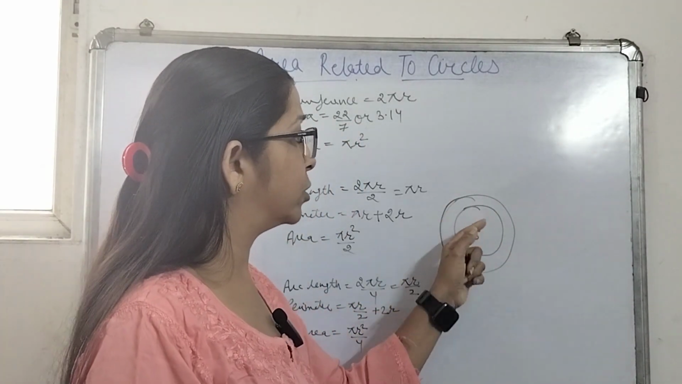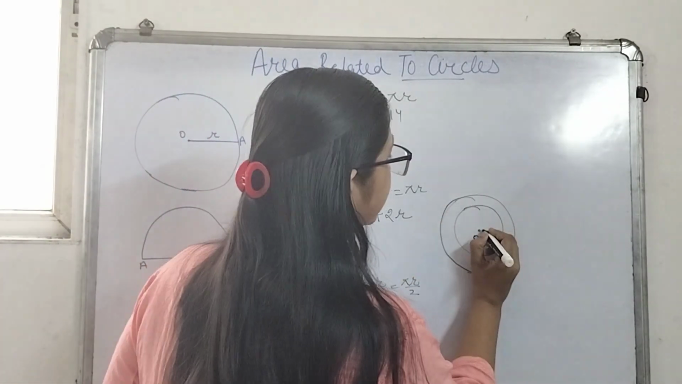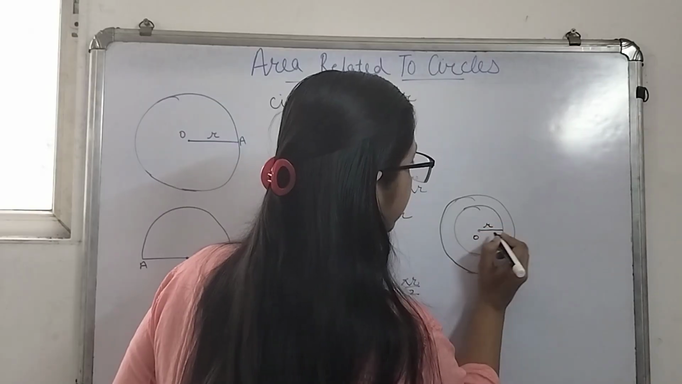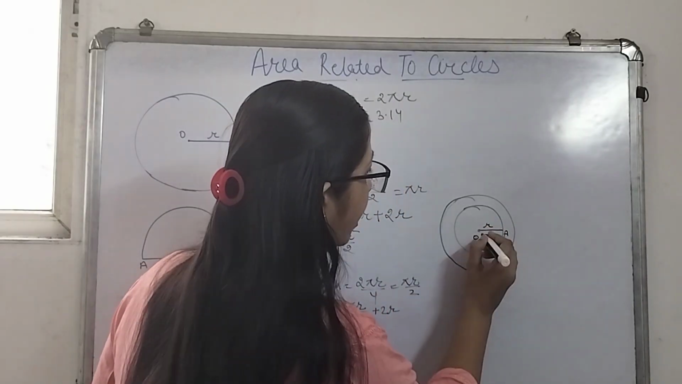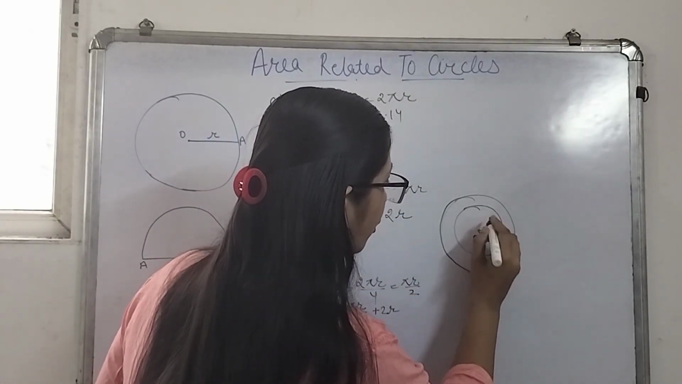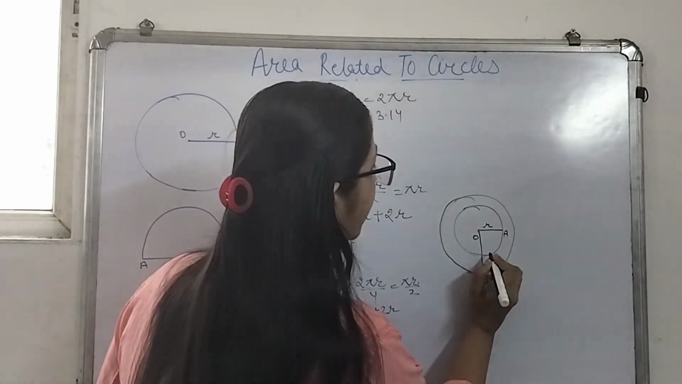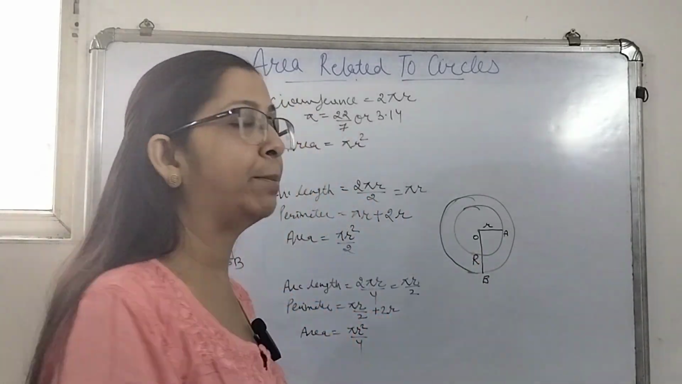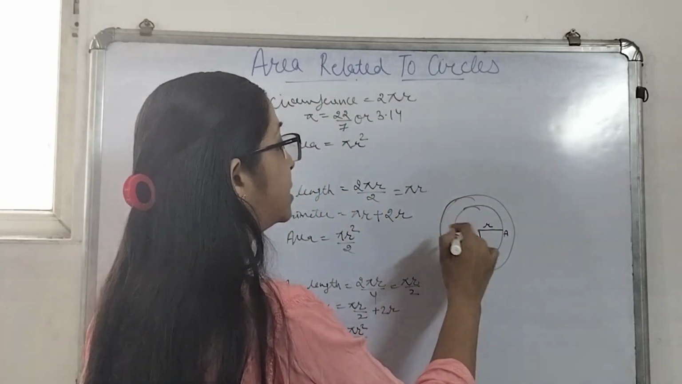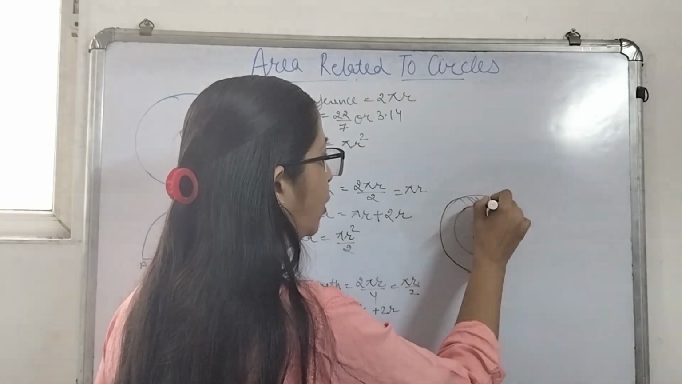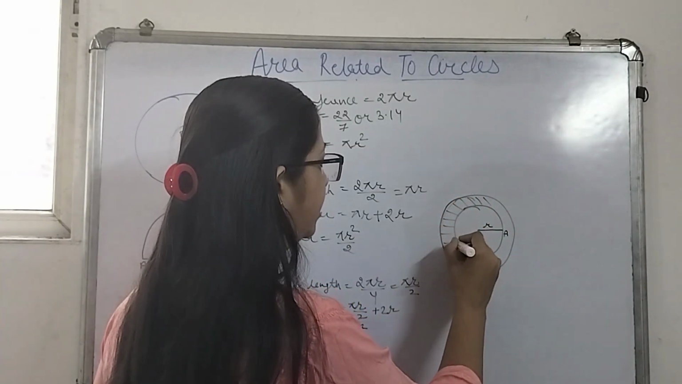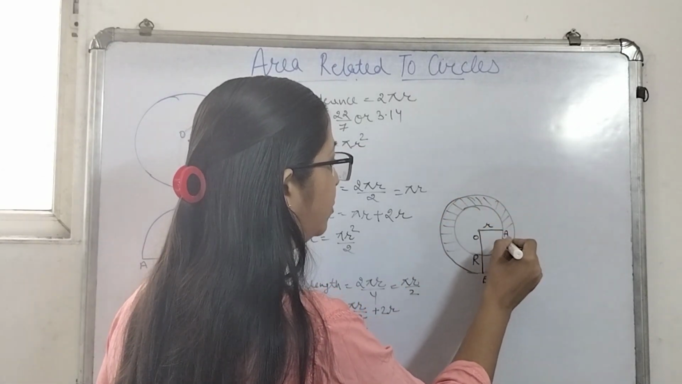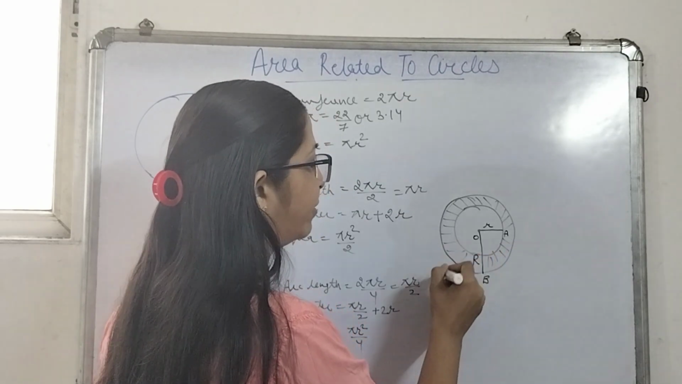Suppose for the inner or the smaller circle, the radius is small r. This is O, suppose this point is A, and for the bigger circle, OB is the radius, and suppose it is denoted by capital R. So the area of this part, which we can even call a ring, how can we find it out?